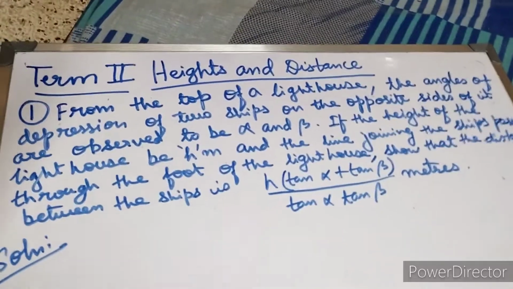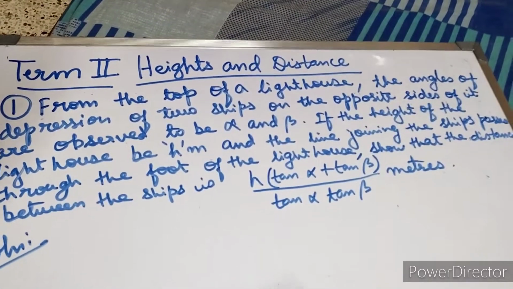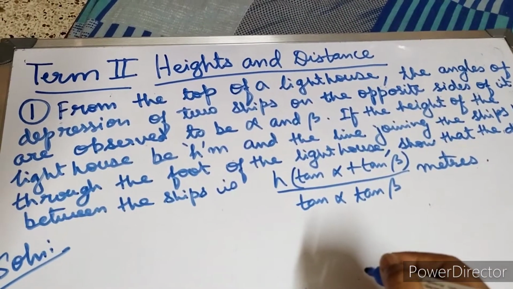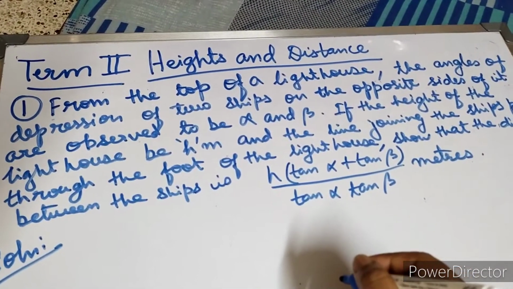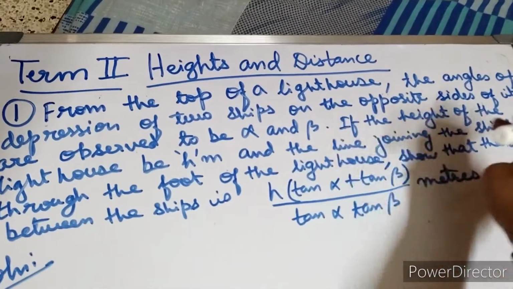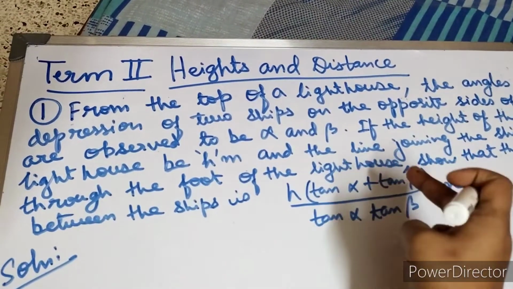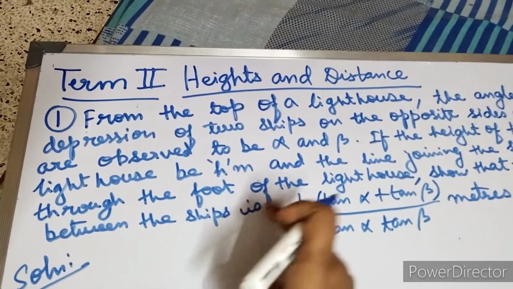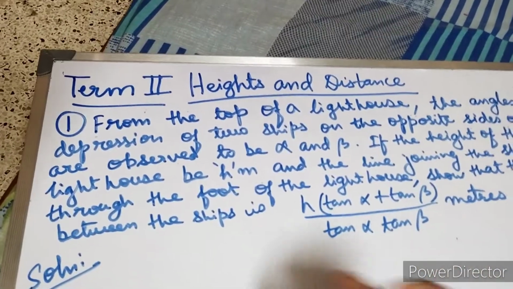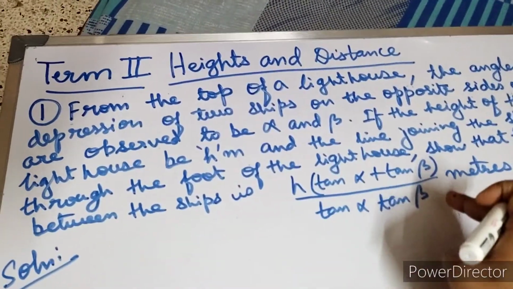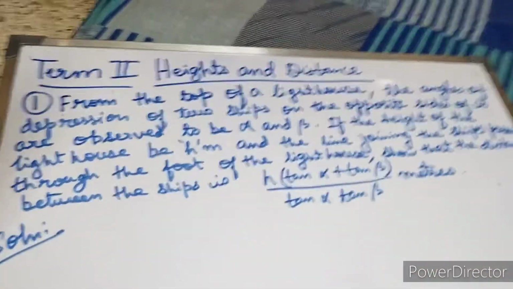Okay. Now, from the top of a lighthouse, the angle of depression of two ships on the opposite sides of it are observed to be alpha and beta. If the height of the lighthouse be h meter, and the line joining the ships passes through the foot of the lighthouse, show that the distance between the ships is h (tan alpha plus tan beta) divided by tan alpha tan beta. Okay, so let us first draw the diagram.